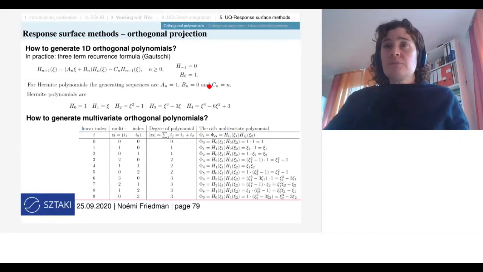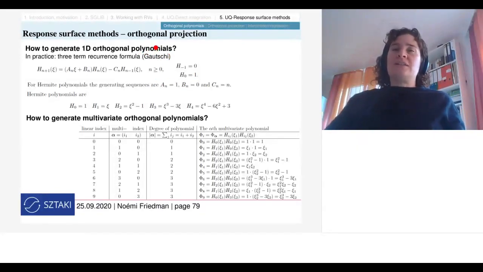And you can find this in Gautschi's book, I can give you the exact reference, but you can also find it in the literature that I will send you and share with you.